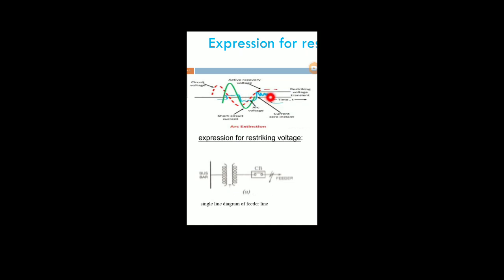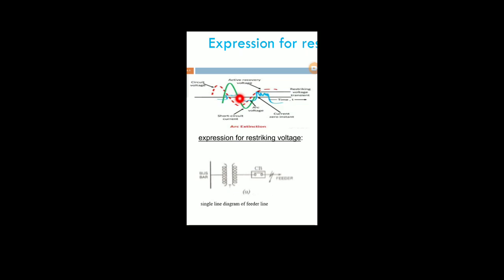Next, the blue waveform indicates the arc voltage. First of all, what is meant by arc voltage? Arc voltage means the voltage that appears across the contacts of the circuit breaker.